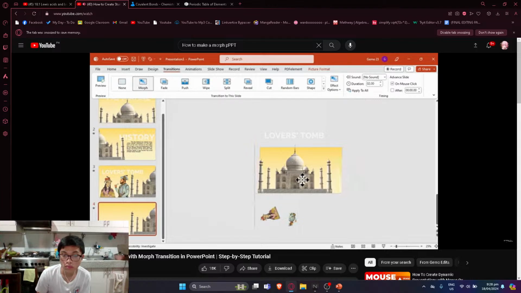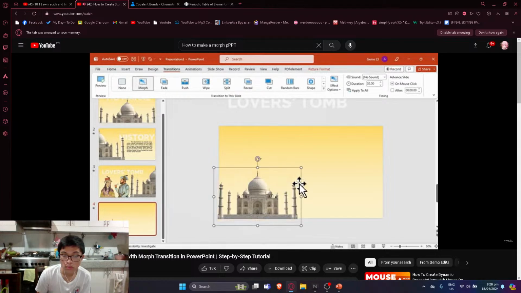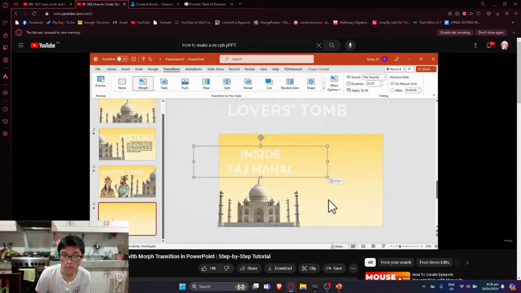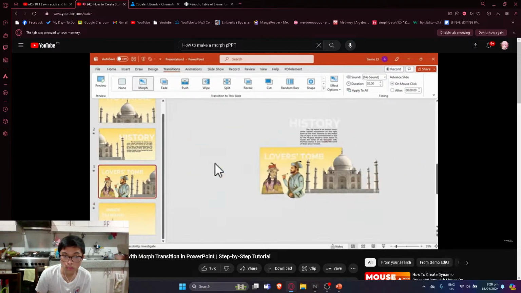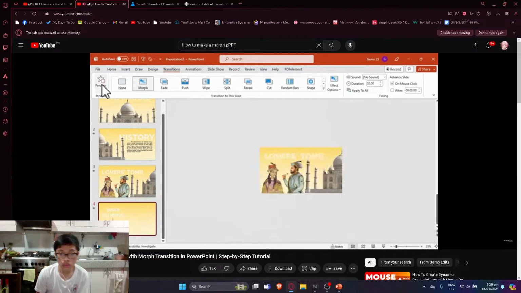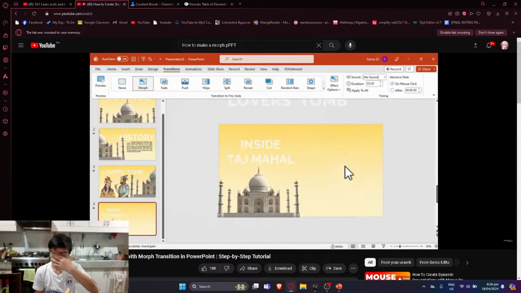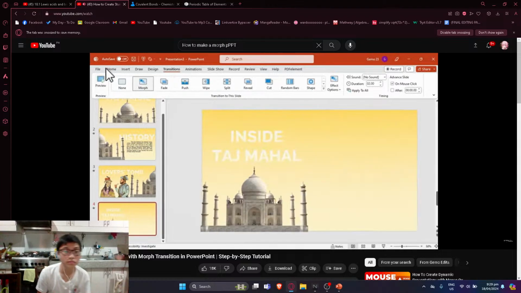And now let's try to reposition and resize this Taj Mahal PNG image once again. And we will move it in this part, resize the image, and let's try to add this text, the inside Taj Mahal. So now let's copy that inside Taj Mahal text in the previous slide for the entrance morph effect. As you can see, the text came from the left side of the slide.